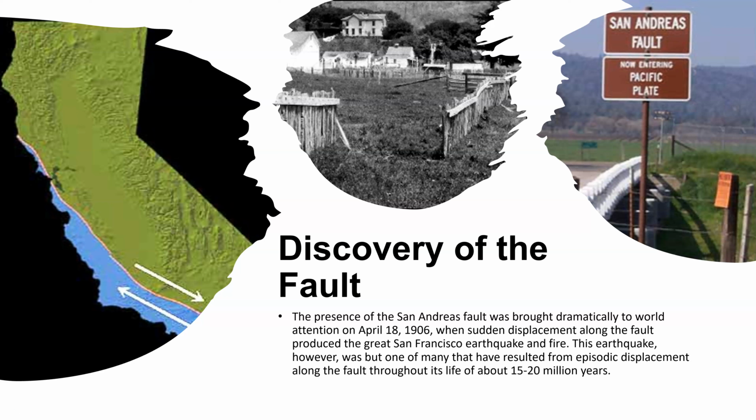We didn't know what type of fault it was. We didn't know what kind of damage it could actually produce. So scientists, after this earthquake in 1906, started to really do some investigating and trying to trace the fault and figure out just how impactful it can be to California.